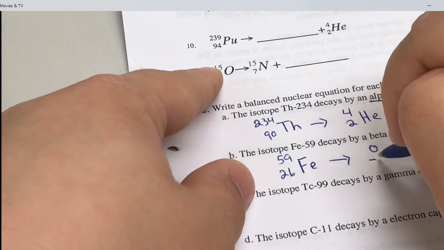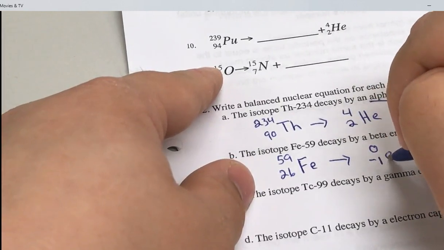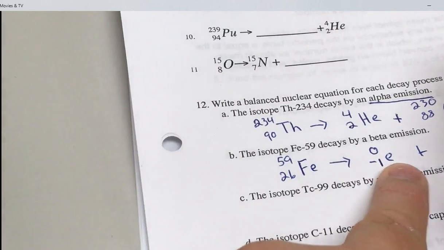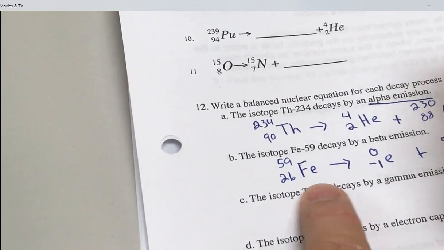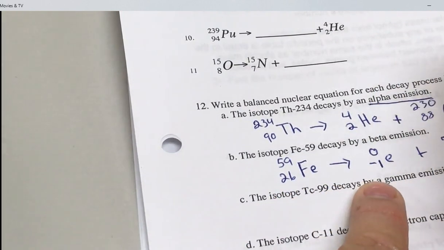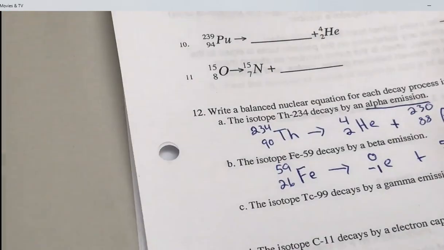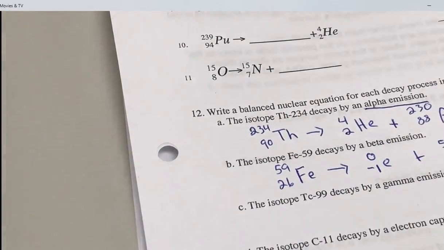We'll write that 0, -1 E plus 59 is equal to 0 plus 59. 26 is equal to -1 plus 27. And then we go find 27 on the periodic table, and that is going to be Co, cobalt. That's all there is to it.